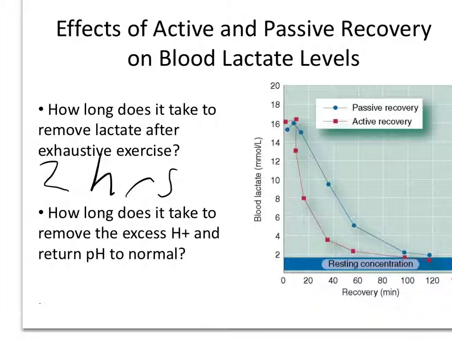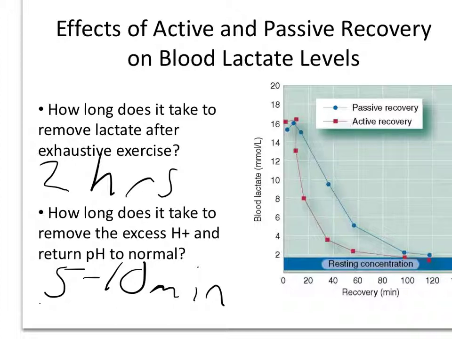Yeah, so this process of getting rid of hydrogen ions, we can look at it in 2 different ways. One is when does pH actually get back to normal? Okay, so pH getting back to normal, this is the overall body pH, takes only 5 to 10 minutes. So your body wants to get that back to normal very, very quickly because you only have a small range of pH that you want to be able to function in.